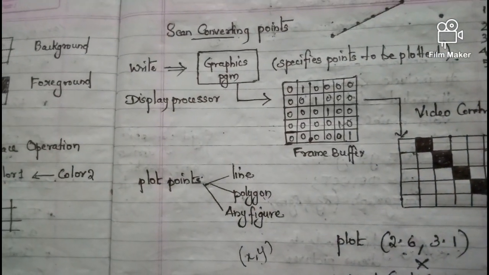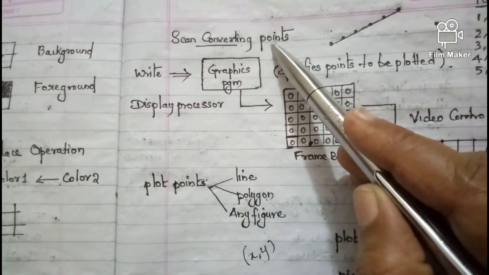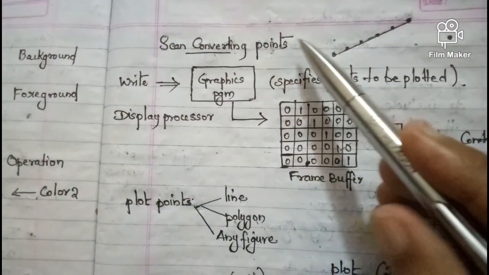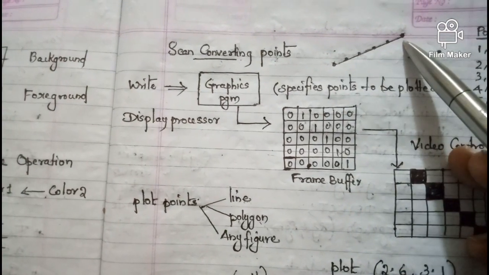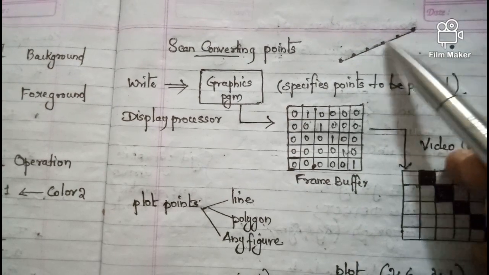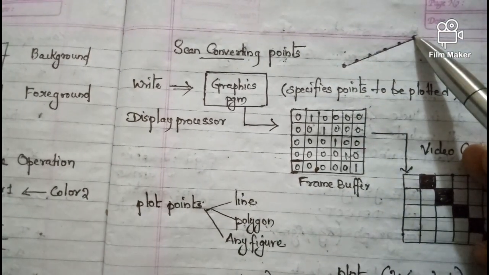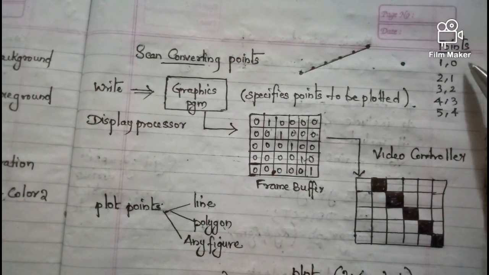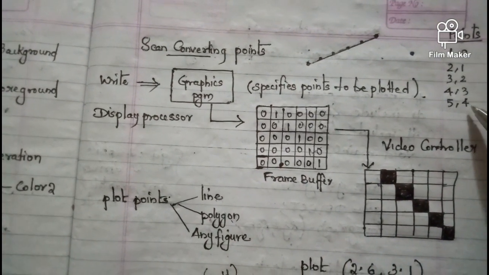Now what is it? Scan converting points means digitizing points. Okay, now why do we digitize points? Suppose I wish to draw a line on the screen. We all know that a line is a sequence of points. That means many points constitute a line. Okay, so let the points be 1 0, 2 1, 3 2, 4 3 and 5 4.